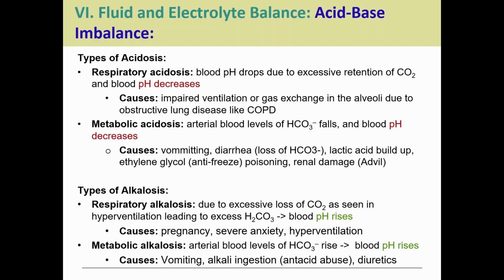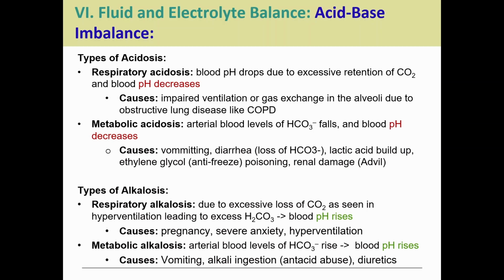Now, respiratory acidosis, this is where we are retaining carbon dioxide. So we're not able to get carbon dioxide out when we breathe. This is because either ventilation is affected or gas exchange in the alveoli is affected because we have some sort of disease like COPD. Metabolic acidosis, this is when we don't have enough of the bicarbonate ions, and this can be caused by vomiting, diarrhea, lactic acid buildup. It can be caused by certain poisonings like antifreeze or renal damage. So if you take too much Advil, that can also cause it.